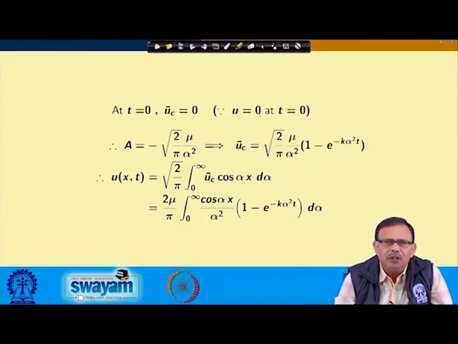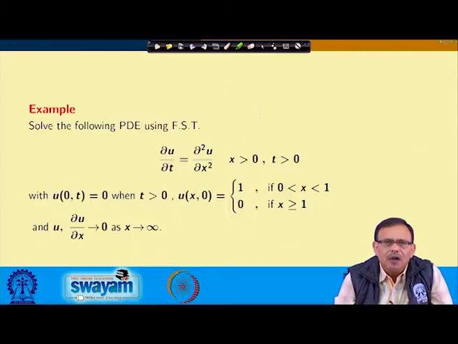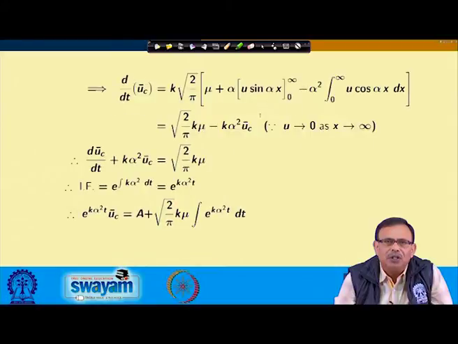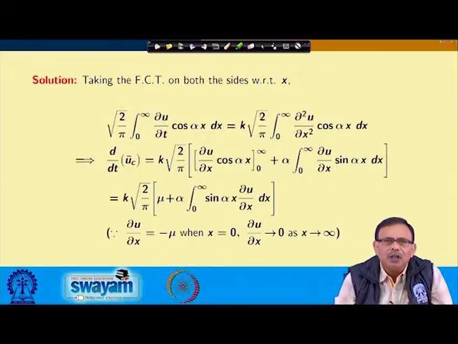Further, I can evaluate it, but I am leaving it for you because this integration is easy to solve and you can find out the ultimate value. So, we will leave this integral position itself, from where you can find the complete solution of u(x,t). Now, you see the earlier problem we have done using the Fourier cosine transform.